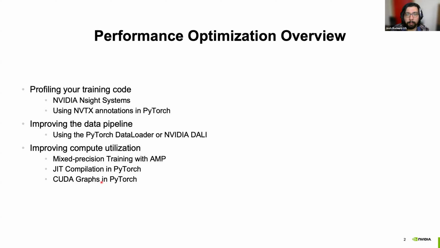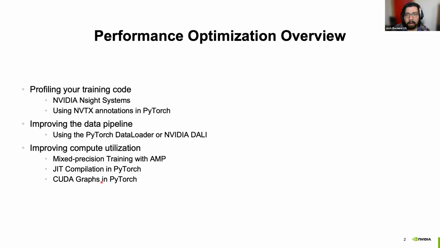For this talk, first we're going to talk about profiling your training code, specifically profiling using NVIDIA Nsight Systems, which is a tool that hopefully most of you have downloaded. And then we're going to talk a bit about how to use something called NVTX annotations in PyTorch to make these profiles a bit more usable or human legible.